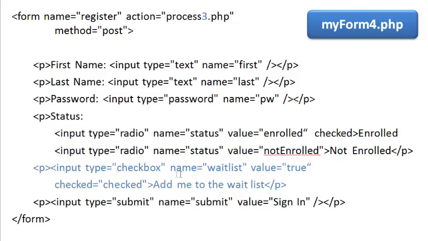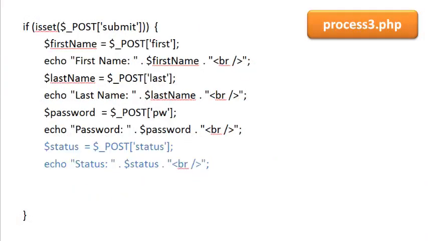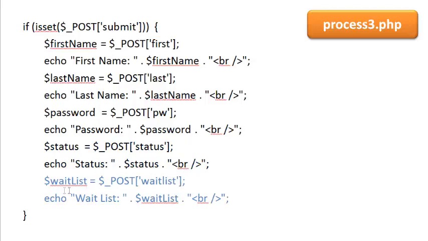Next thing we're going to add is a checkbox. We're going to call our checkbox waitlist. Value equals true, which means that when it is checked, we'll get a true back. And we're going to default it to checked. And then the text we want to show on the screen, add me to the waitlist. So in our process page, we need to add code almost identical to the previous three. We're going to get the status using the post method, assign that to a status variable, print the status to the screen. Get the waitlist, assign that to a waitlist variable, and print the waitlist to the screen.